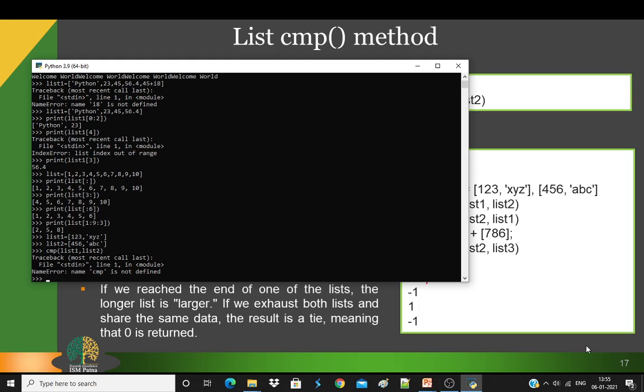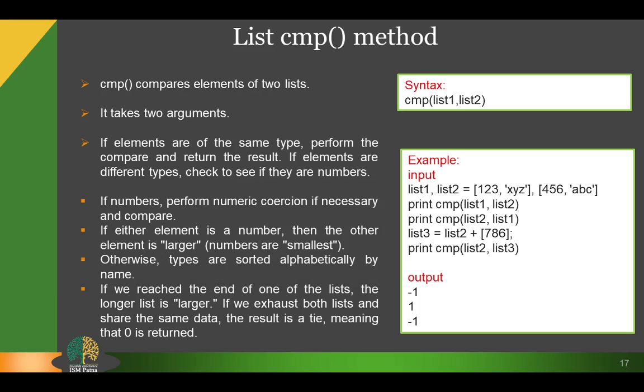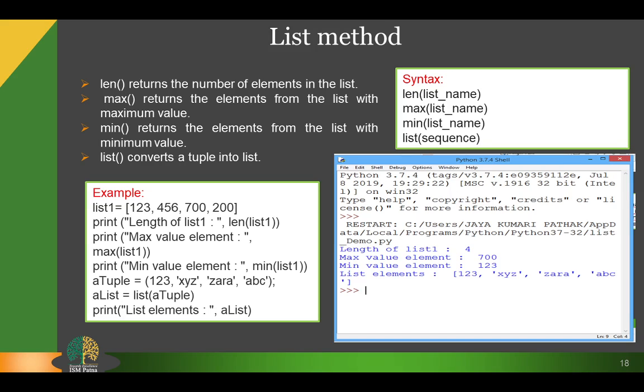So the cmp function is not supported by the latest version of Python. Earlier versions supported the cmp function to compare two lists, and now the cmp function is not supported by the compiler or interpreter of the latest version of Python. Moving to the next methods, that is len, max, min and list.